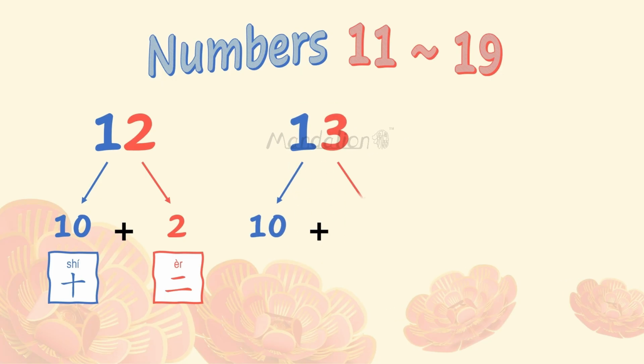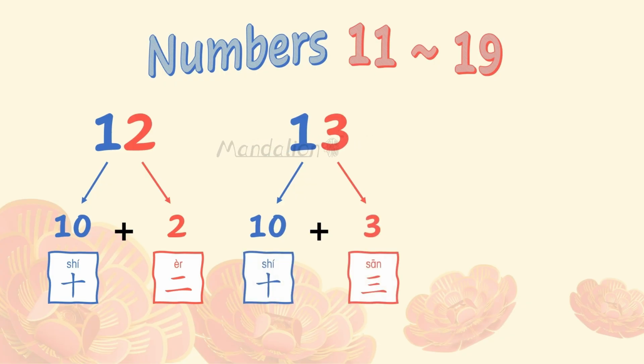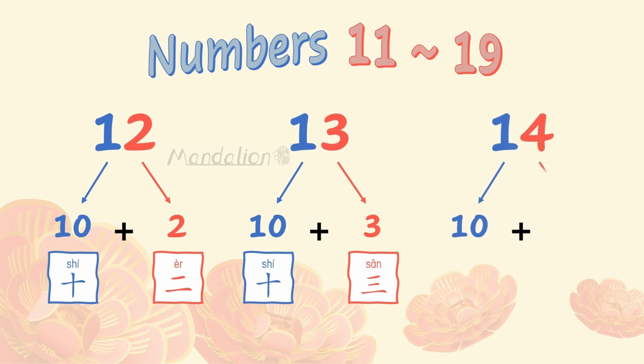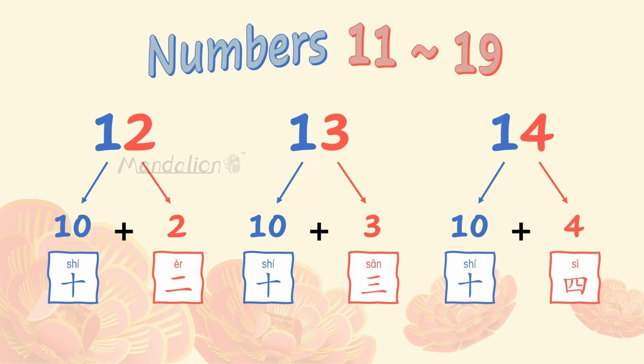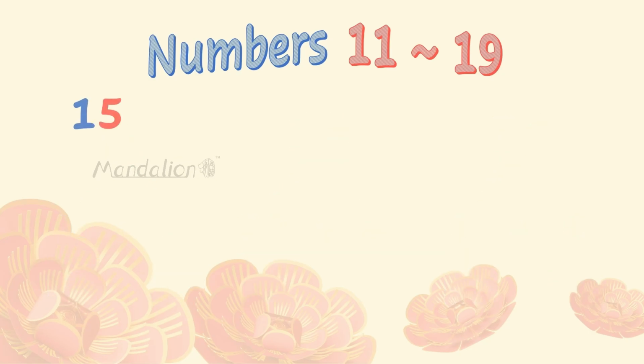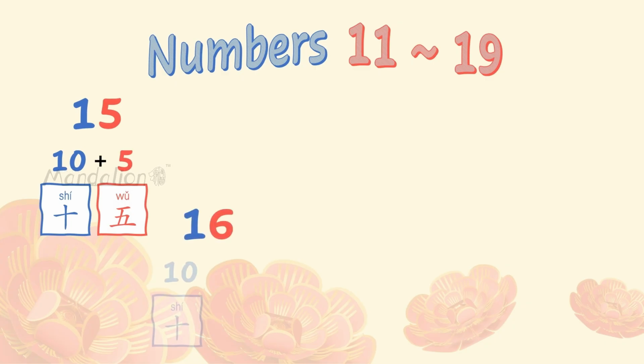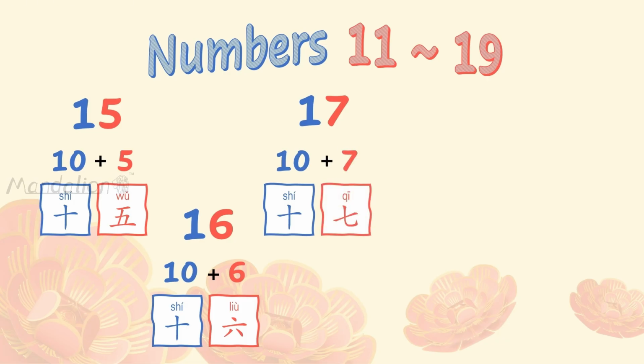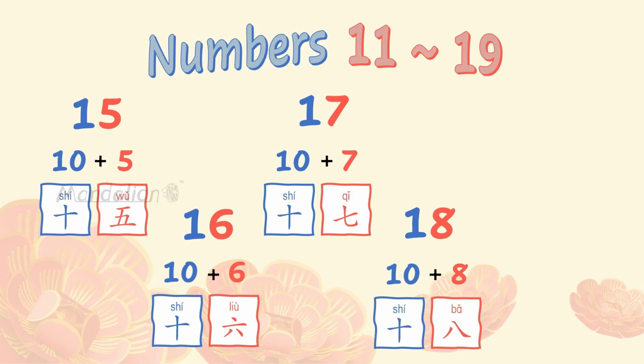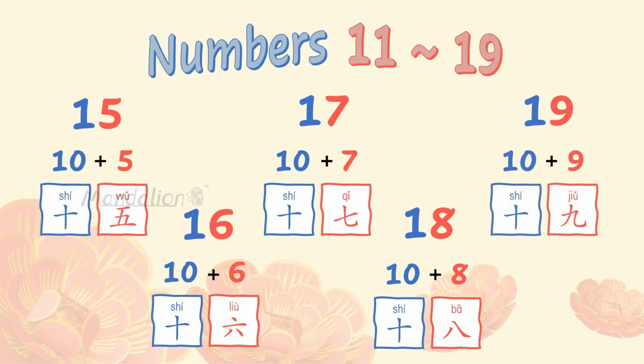13 is 10 and 3 ones. 10 and 3, 十三. And 14 is 10 and 4 ones. 10 and 4, 十四. Hence, 15 is 十五. 16 is 十六. 17 is 十七. 18 is 十八. And 19 is 十九.